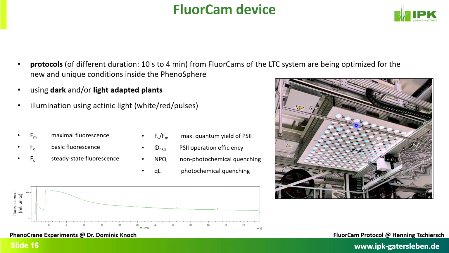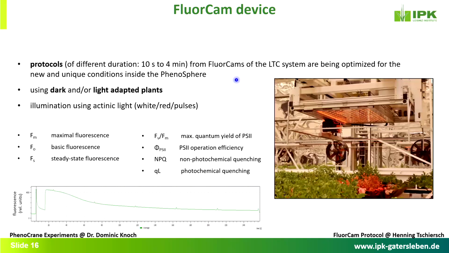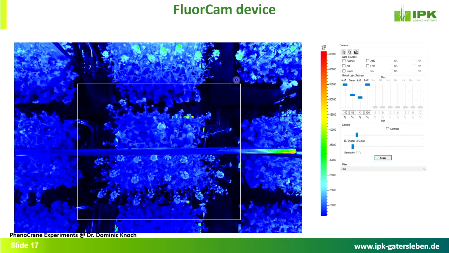Furthermore, for the FluoCam device, Dominic and Henning are currently working hard to translate the protocols which we have for the FluoCam devices in the LambdaTech systems to now also utilize this knowledge for the PhenoCrane and be able to phenotype dark and light adapted plants inside the system. So the FluoCam is next to the RGB camera, and here you can see actinic light source 1 with orange light. This is how it would look in live view if you would control that on a control panel.